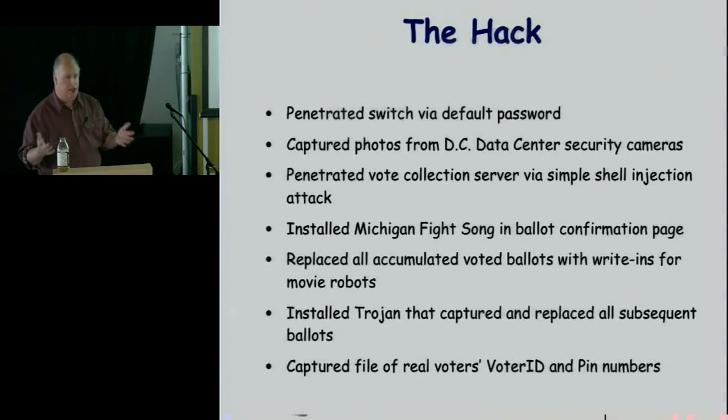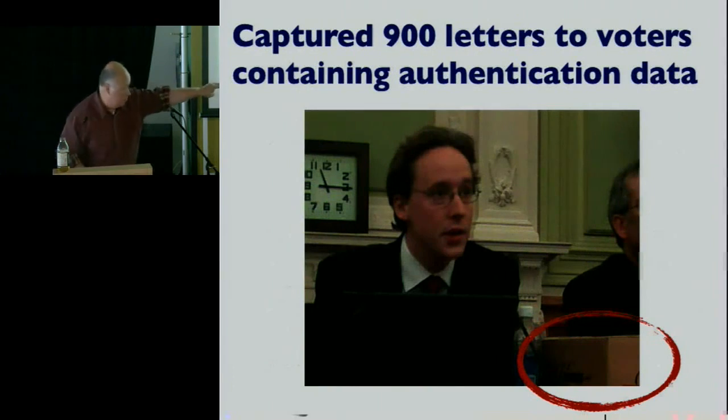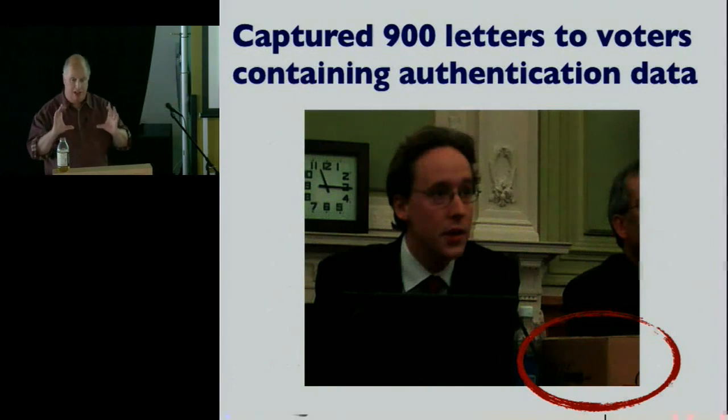One of the test files that they used to see if the filter code worked was a big file that happened to be 900 letters written to the real voters telling them what their voter ID and PIN number should be used in the November 2nd real general election. So they captured that entire file, which I will show you a picture of a little bit later. Here is Halderman testifying for the DC Council after that, and that box to the right that I've circled contains a printout of the 900 pages that were to be mailed to the real voters.